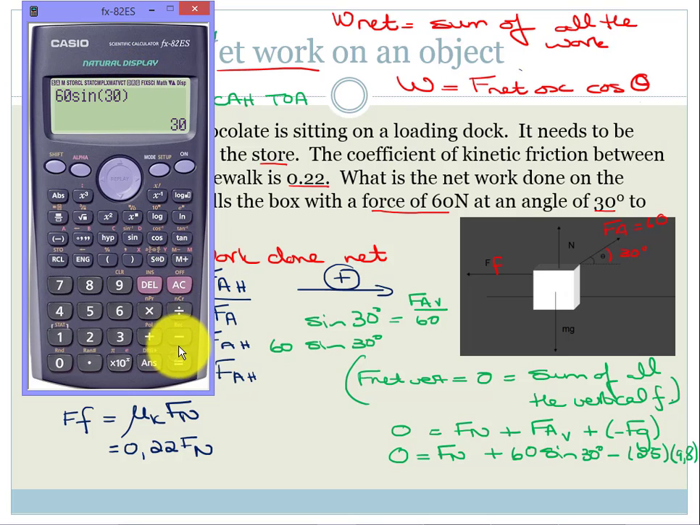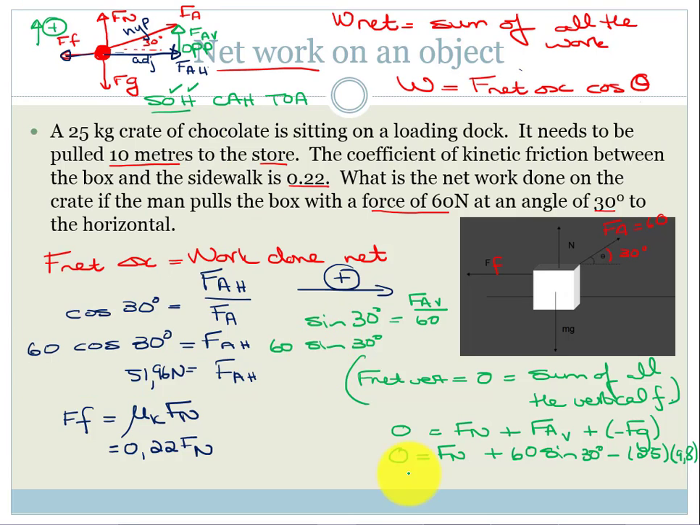Okay, then we go minus bracket 25 times 9.8 close bracket equals. And that's minus 215. So therefore minus Fn is equal to minus 215 newtons. Obviously then Fn equals 250 newtons. Right, so now we can substitute that back into here.